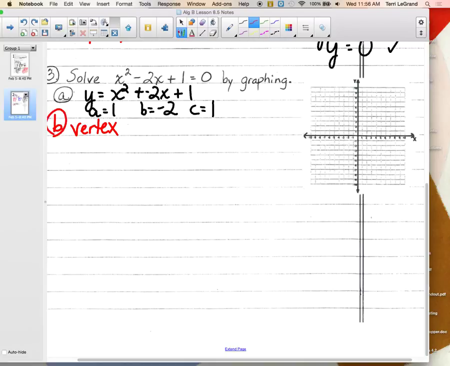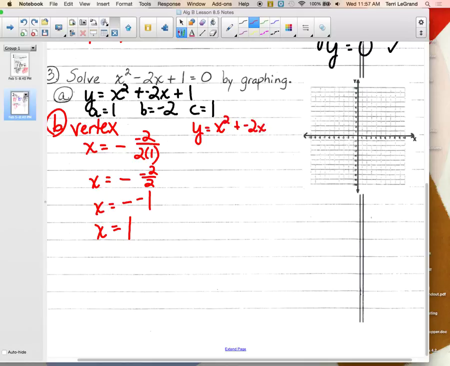Okay, so the vertex: we're going to have to do x equals the opposite of -2 over 2 times 1. Opposite of, what's this become? -2 divided by 2 is -1, and the opposite is +1. So what's the x value of our vertex? 1. So now we'll go over and do our y value. Y equals x squared plus -2x plus 1.